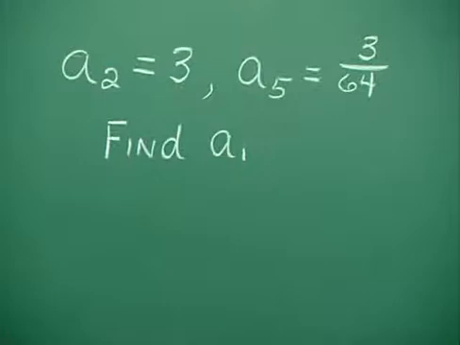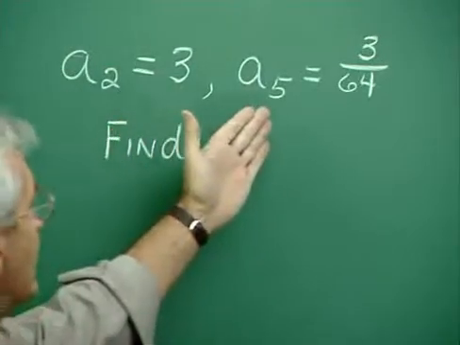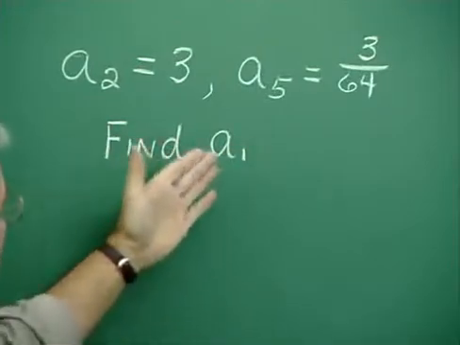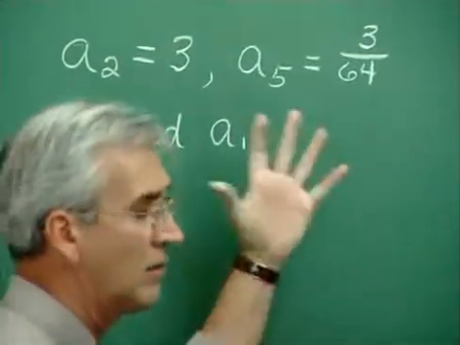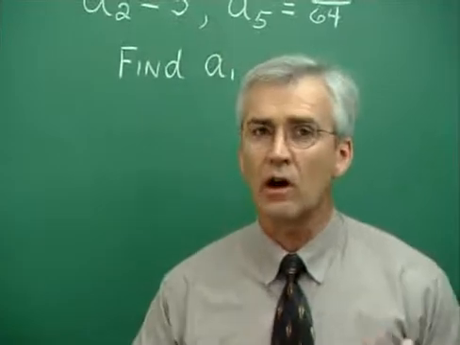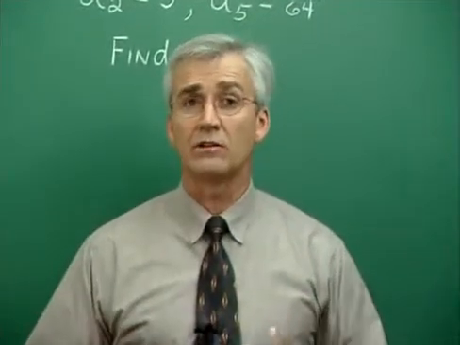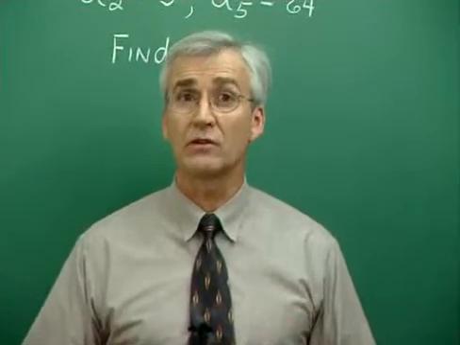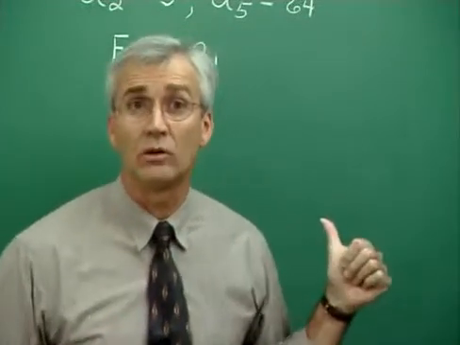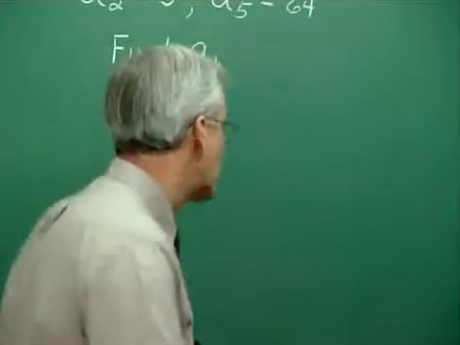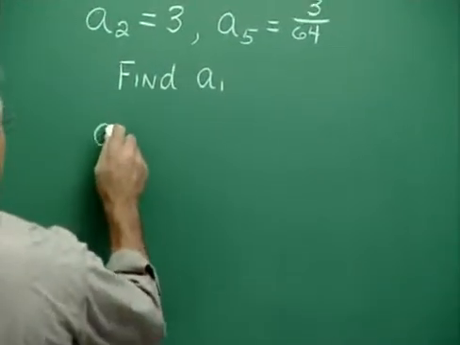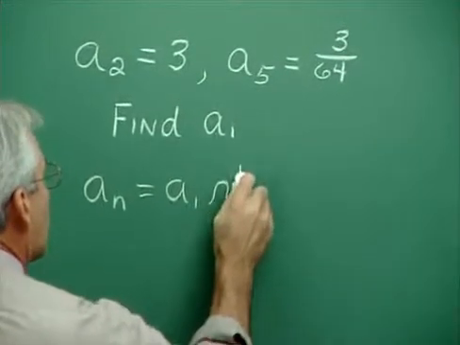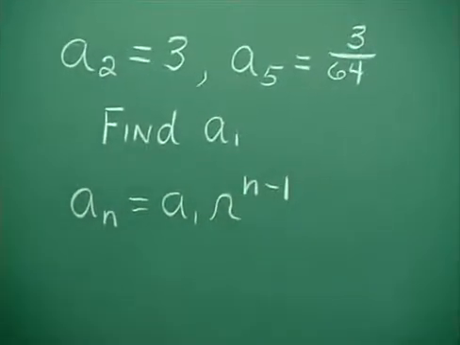Suppose we know that a sub 2 is 3 and a sub 5 is this fraction. We want to find a sub 1, and maybe the problem would ask to find a sub 20 or something else here. But regardless, we always start problems like this in pretty much the same way. We take this model for the nth term of a geometric sequence, and presumably we would be told that it was geometric here. We would say, okay, the nth term is a sub 1 times r to the n minus 1, and just put in information that we know.